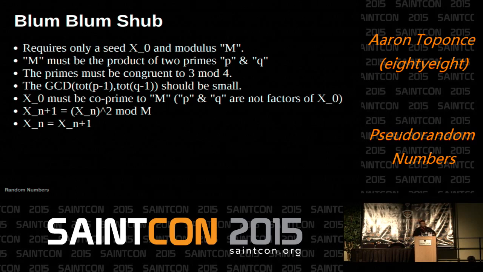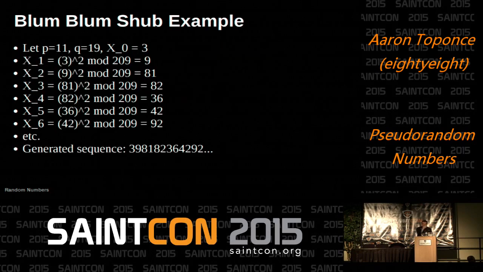With all that set aside, the generator is x of n plus 1 equals x of n squared mod M. And then we let x of n equal x of n plus 1. So, a very simple generator. Here's an example. We'll set p equal to 11, q equal to 19, and our seed equal to 3. This meets all of the previous requirements that I just set on the other slide. So I'll have a large cycle here. And then we just go ahead and square the seed, mod 209, which is the product of 11 and 19.